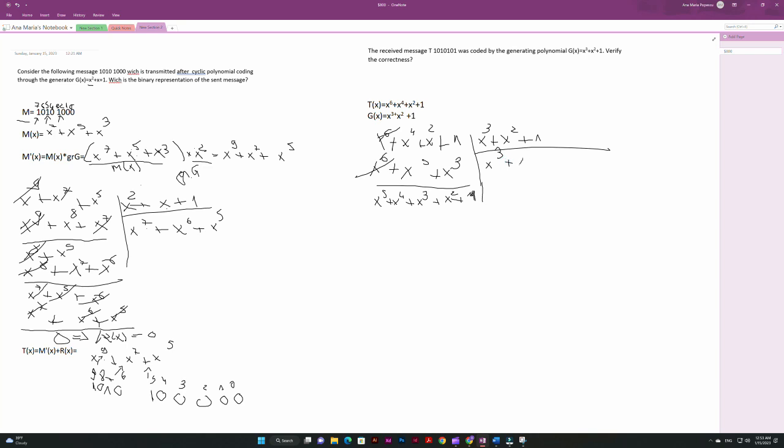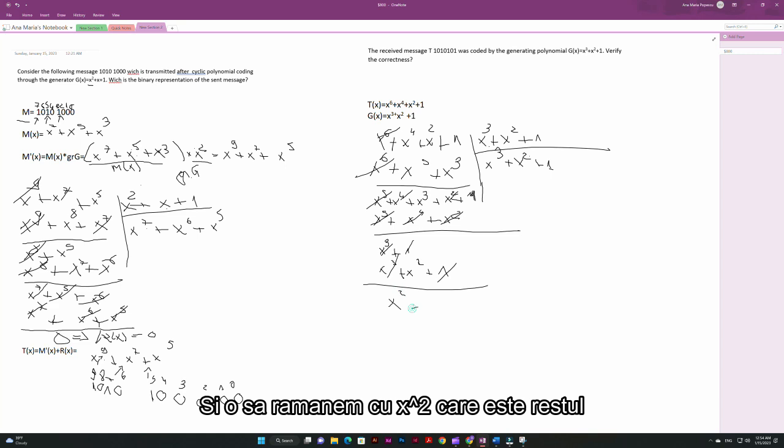This is 1. And we have here plus x to the power of 2. X to the power of 2, divided by x to the power of 3 is x to the power of 5 plus x to the power of 4 plus x to the power of 2. And we'll cut x to the power of 5, x to the power of 4, x to the power of 2, and remain with x to the power of 3 plus 1. And again here, we'll have plus 1. And x to the power of 3 plus x to the power of 2, sorry, plus 1. And we'll cut 1 and x to the power of 3, and remain with x to the power of 2, which is the rest.